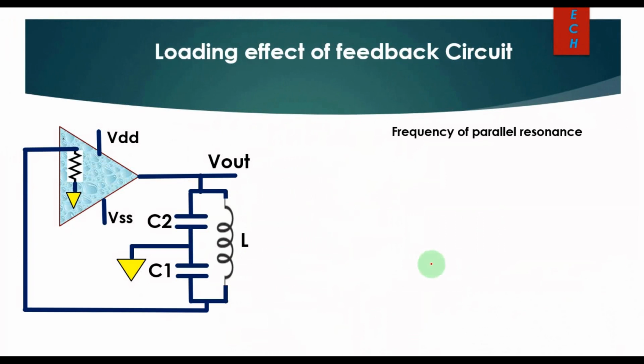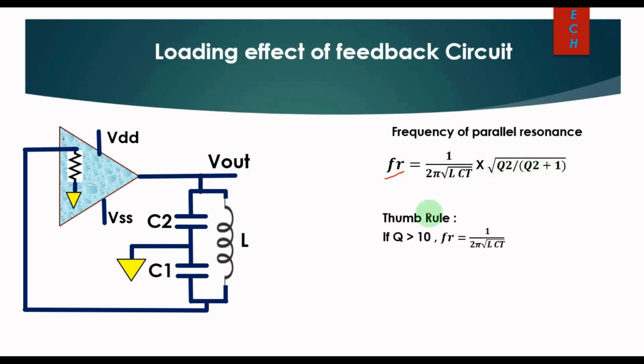So now we will see the loading effect due to this feedback circuit, right? Since we know that the input impedance of this operational amplifier is low, because of that it will draw a high current and this will load the circuit. The frequency of this parallel LC resonance is given by Fr, which equals 1 divided by 2 pi square root of L into Ct into square root of Q squared divided by Q squared plus 1, right? So this is the thumb rule.